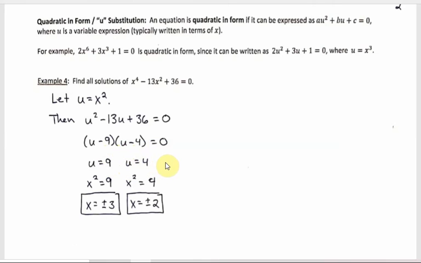But we don't want the answer in terms of u. We want this to be solved for x. So then we have to back substitute and say, well, when we subbed in, we said u is x squared. So if u is equal to 9, then that means x squared is equal to 9. And if u is equal to 4, that means x squared is equal to 4. But then going back over here on the left, if x squared is 9, then x is plus or minus 3. Then on the right, if x squared is 4, then x is plus or minus 2. So you get 4 solutions here. Positive 3, negative 3, positive 2, and negative 2.